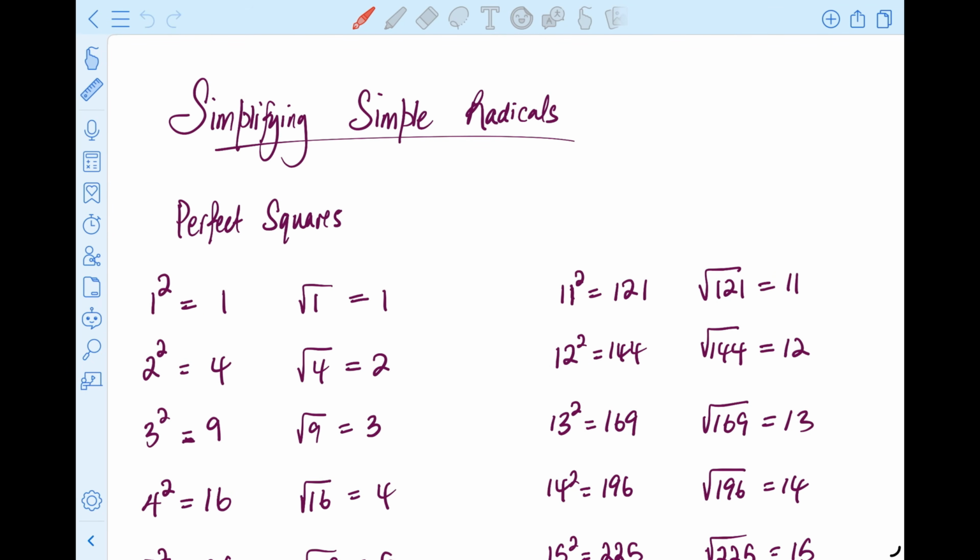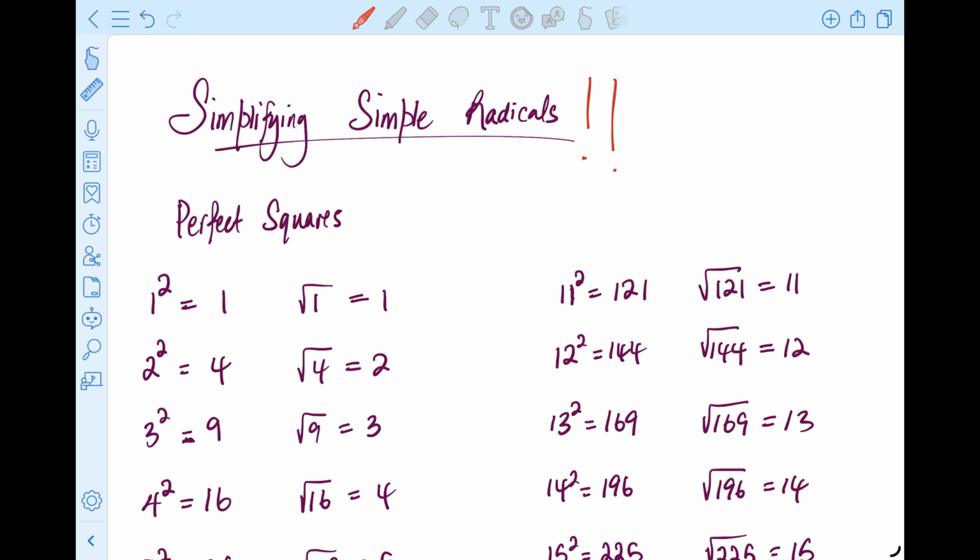Good morning, everyone. This is O'Shane again, and today we're going to be looking at simplifying simple radicals. Okay, now this is another very, very important topic in your bridge to geometry journey.